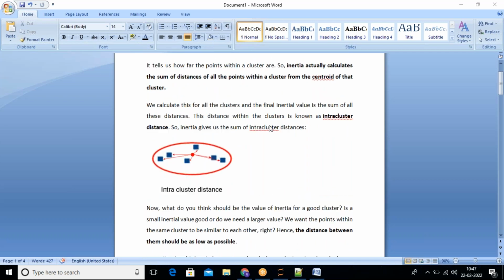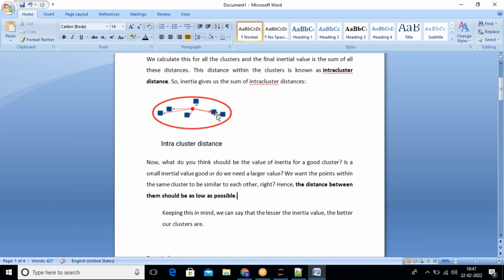Now what do you think should be the value of inertia for a good cluster? Is a small inertia value good or do we need a larger value? We want the points within the same cluster to be similar to each other, right? Hence the distance between them should be as low as possible.